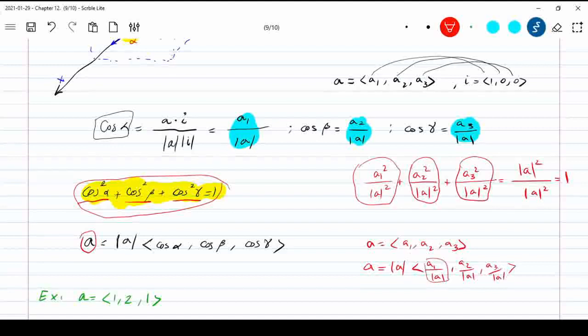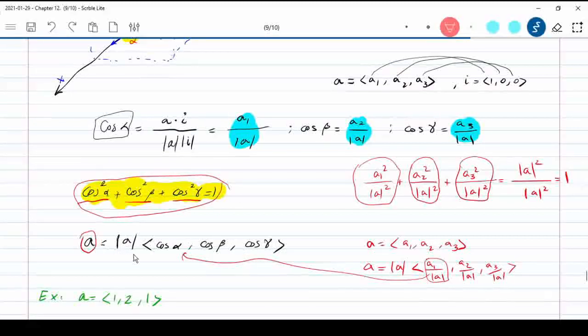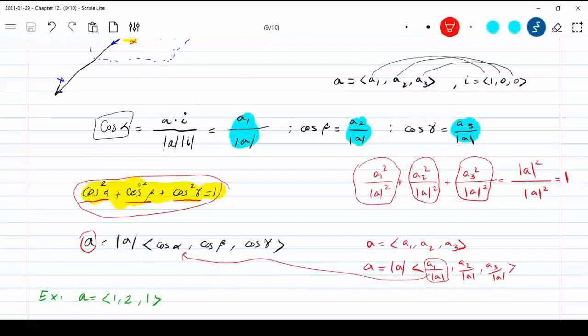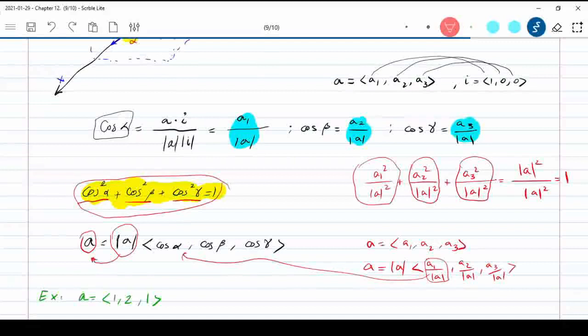The first component now is exactly the same as cosine alpha. Second component, cosine beta. Third component, cosine gamma. So you can find the cosine of each angle just by factoring out the magnitude, or you can divide A by its magnitude. What you get is basically the first component gives you the cosine of angle alpha, the cosine of angle beta would be the second component, and so on.